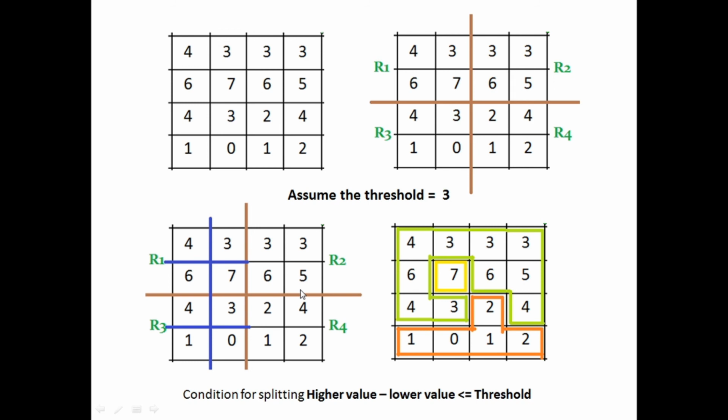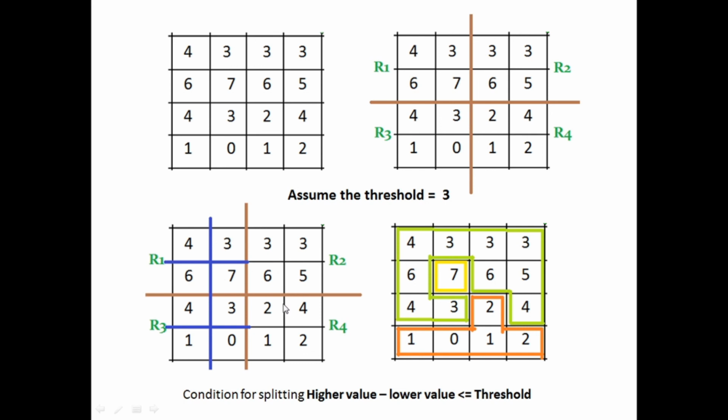Now we'll check this one, this 6. Among the pixels in this region, 6 is the highest value. So 6 minus the intensity value of this pixel: 6 minus 6, 0. It is less than 3, of course. So this 6 is also added to this region. We need to perform the process for each and every pixel here. In this way, the merging technique happens.